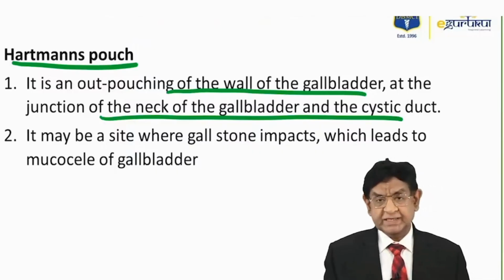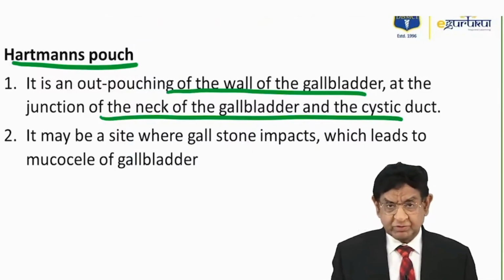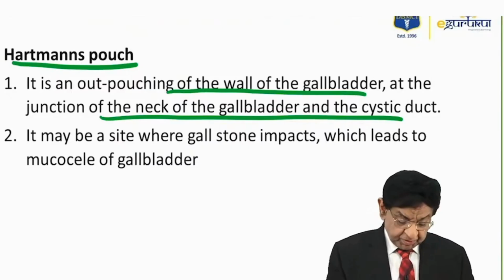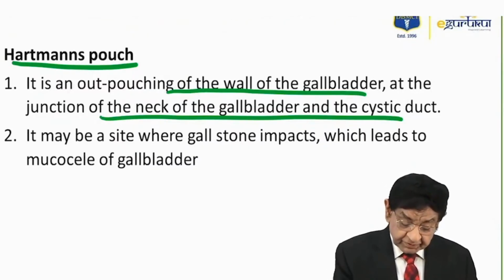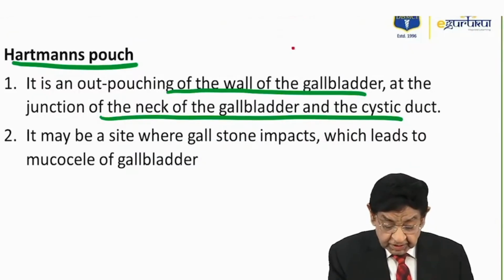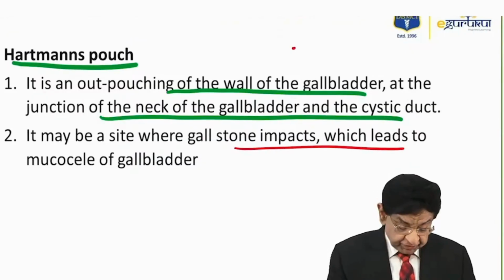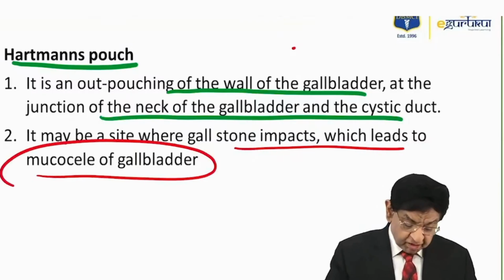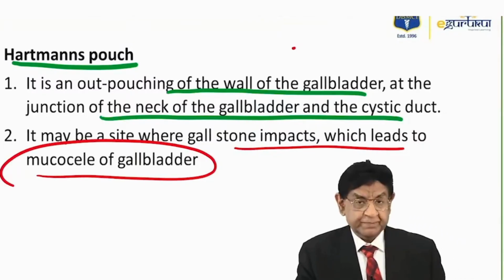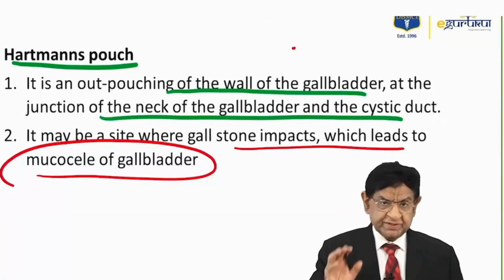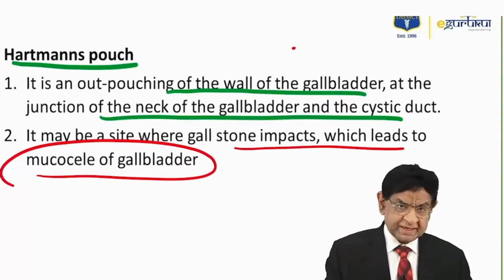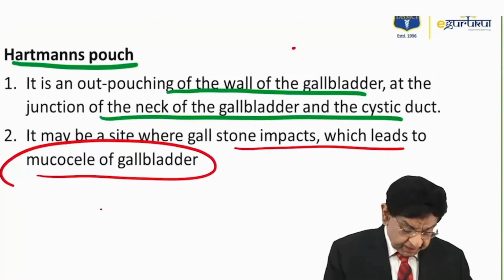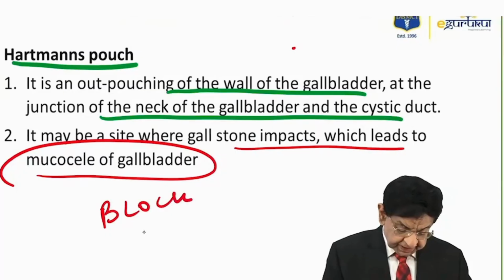Now why is it so special to spend two minutes on this point? Because it is a site where a gallstone impacts, which leads to mucocele of the gallbladder. Definitely it is lying near the cystic duct. If a stone comes to that place, it may definitely block the neck of the gallbladder, and it can block the cystic duct.